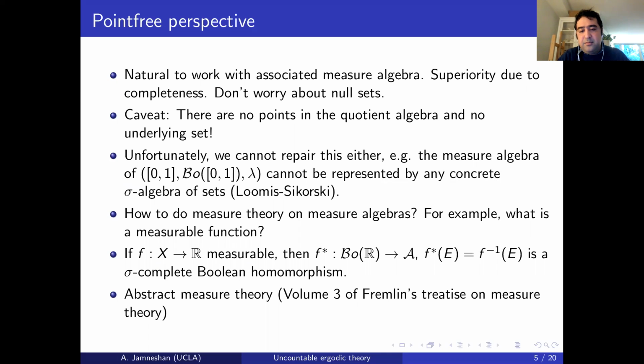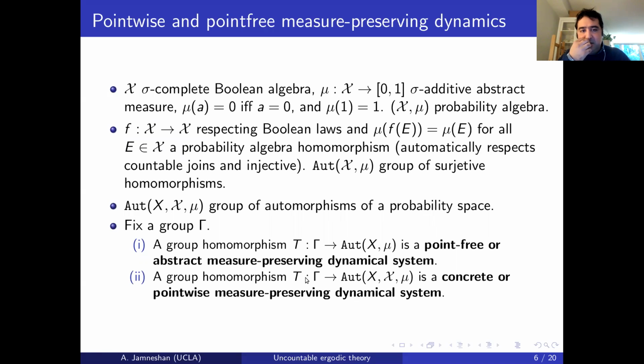And Fremlin has a very extensive, encyclopedic work on measure theory. And in volume 3, he develops quite systematically a lot of abstract measure theory. For instance, how one could define L^p spaces, prove a Radon-Nikodym theorem, and so on and so forth. We will not need this machinery here. And we'll see later why.